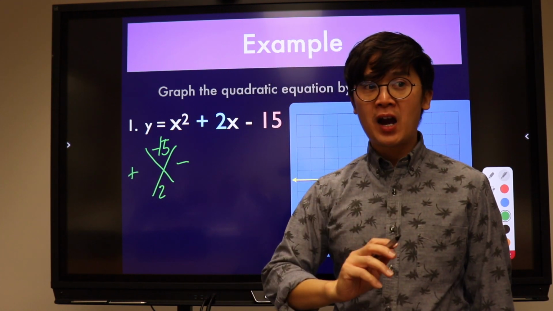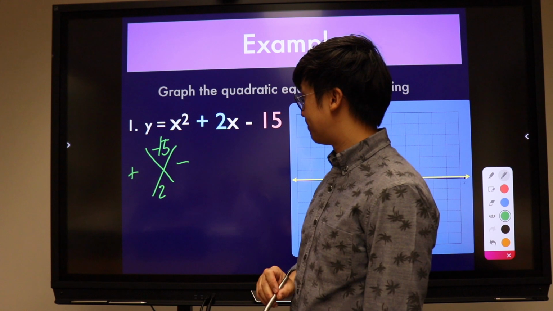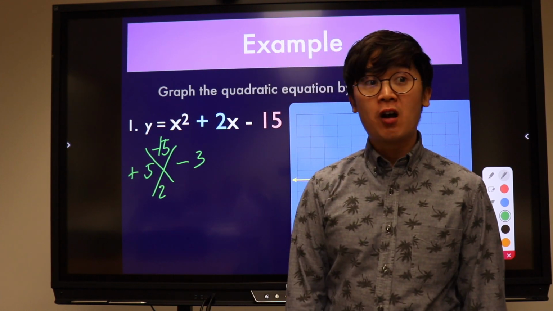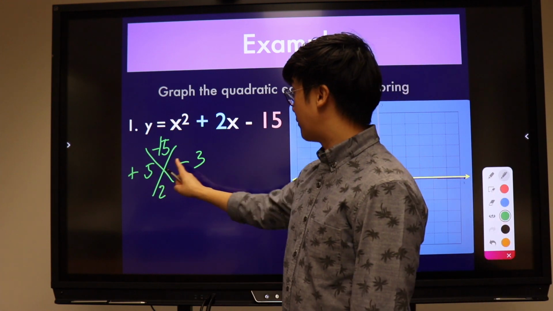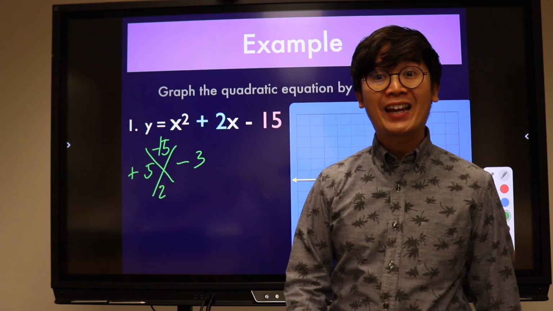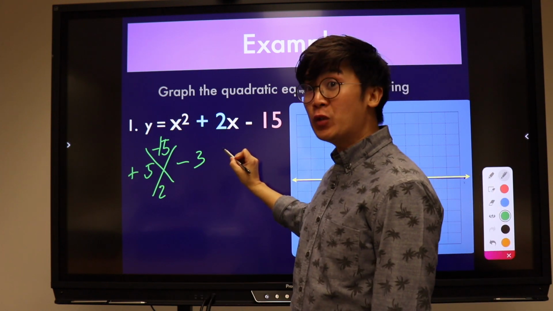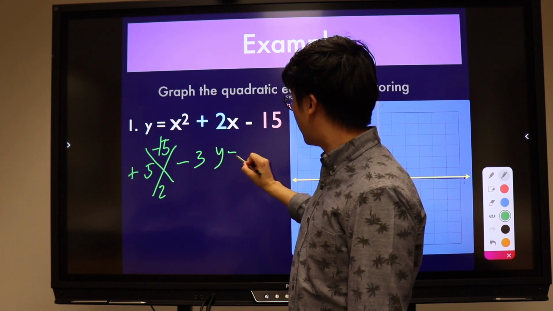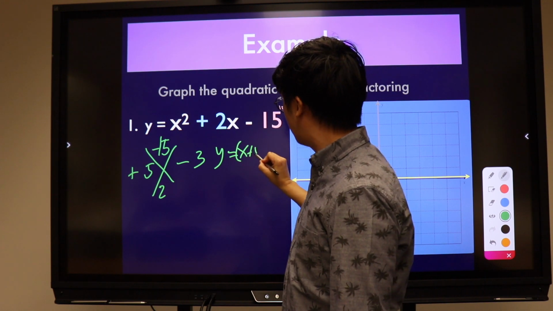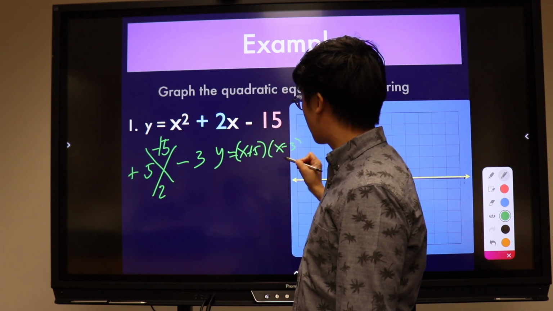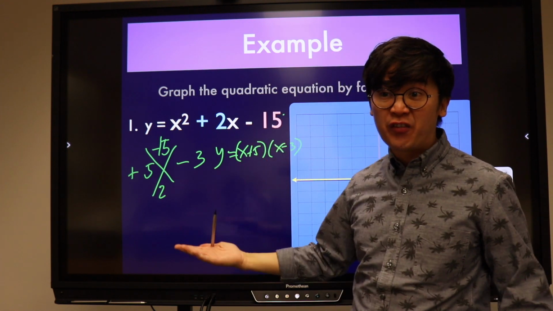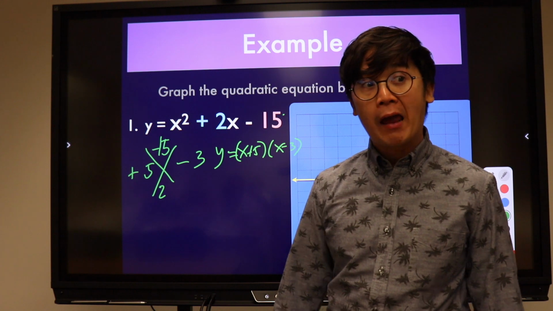And it will be 3 and 5, but which one is negative? 3. And now we have solved the puzzle. 5 times -3 is -15. 5 minus 3 is equal to 2. Now we can factor this. So the new equation will turn into x plus 5 and x minus 3. They're the same, right? They're just different style.